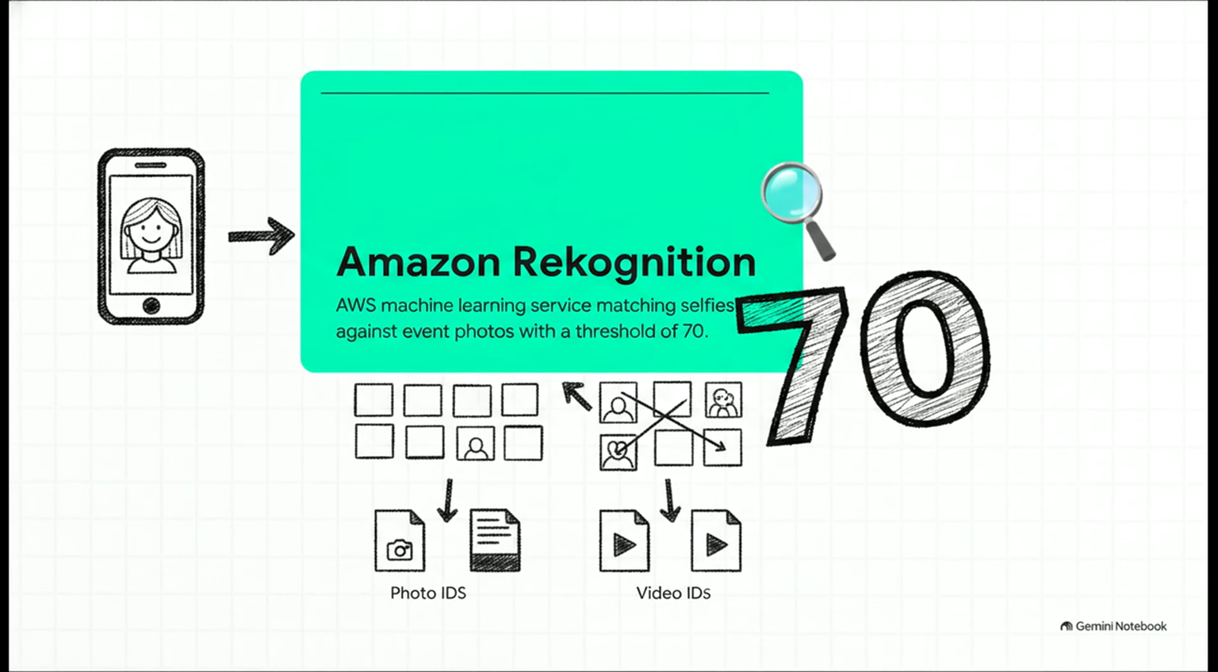Once we have that perfectly formatted selfie, it gets securely handed off to Amazon Rekognition. This is the heavy-duty AWS machine learning service that acts as Pixeva's core facial recognition engine. It checks the guest selfie against the specific event's entire photo collection in rapid, parallel batches of 100. But it's not just looking for a loose match. It demands a strict confidence threshold of 70, meaning the AI has to be at least 70% confident that the face in the event photo is actually our guest.